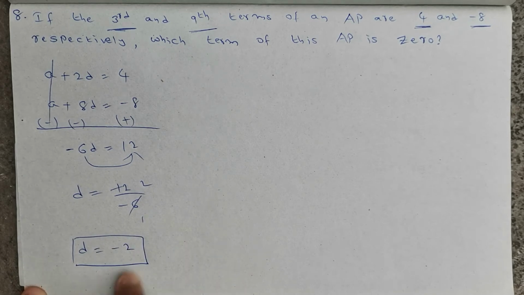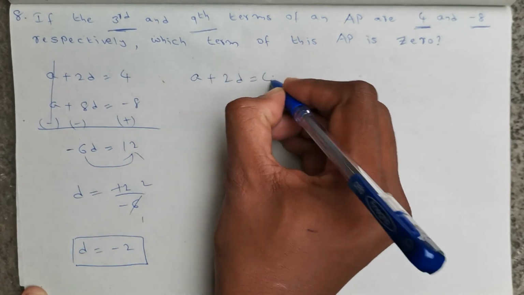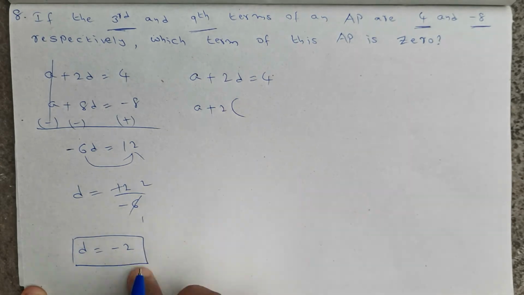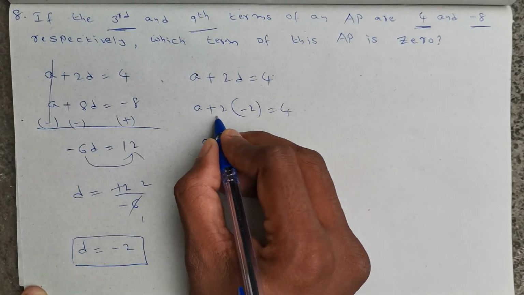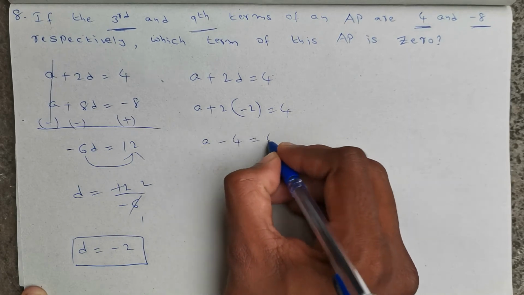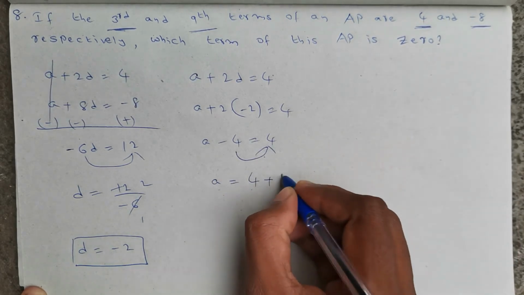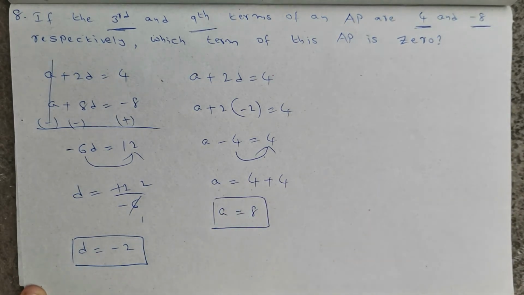This d value I will substitute in the first equation. First equation is a plus 2d is equals to 4. So a plus 2 into, in the place of d, minus 2 is equals to 4. A plus of minus, minus 2 2s are 4 is equals to 4. This minus 4 I will take to the right side. A is equals to 4 plus 4. So a value is 8.